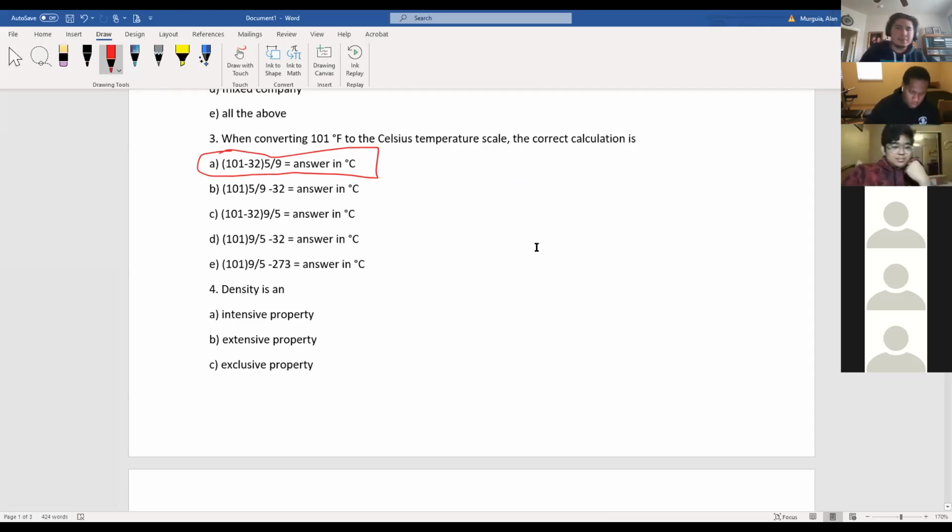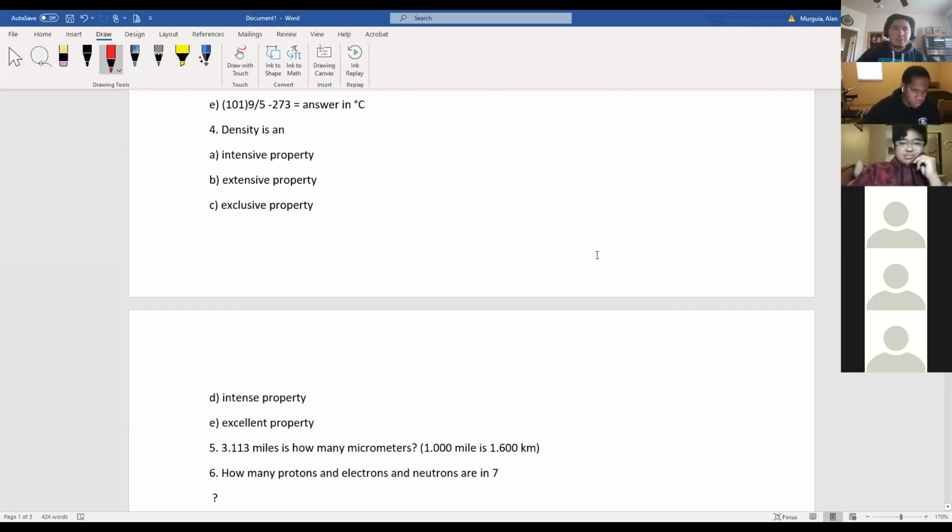Oh yes, thank you. So moving on to number 4. Density is a blank, given these options: intensive, extensive, exclusive. Intensive. Yes, exactly. It would be an intensive property because it does not change the way it is, or it does not change the mass in itself. Well, it's hard to define certain things, but yes.